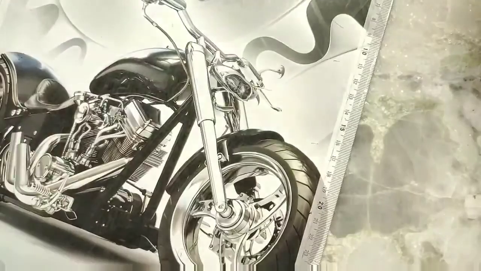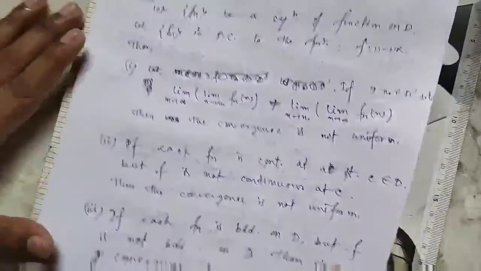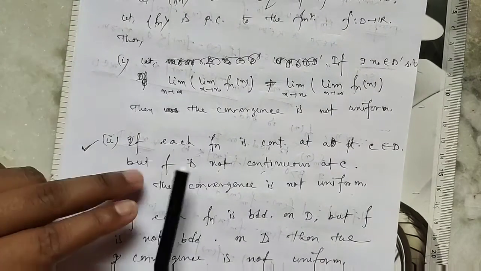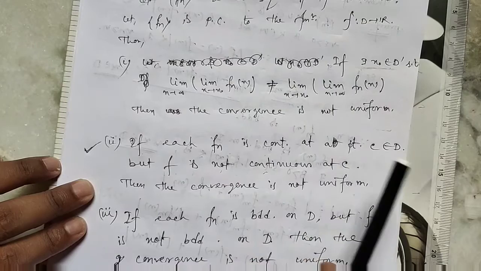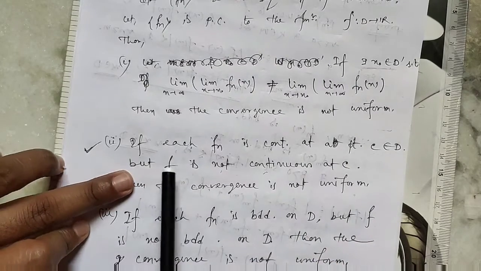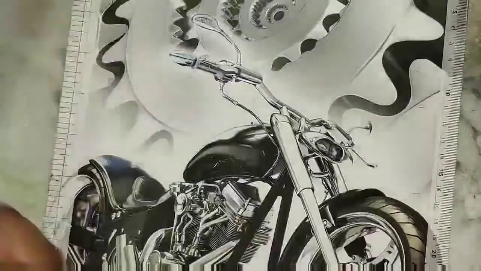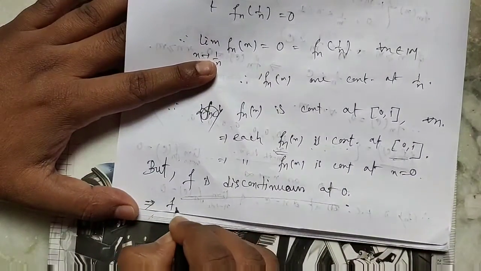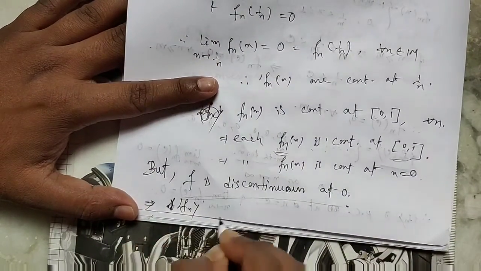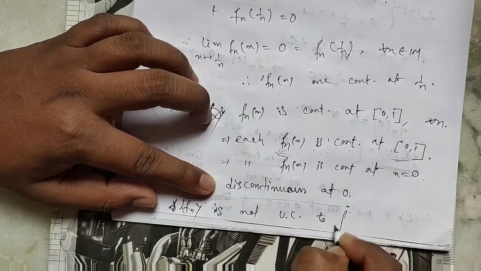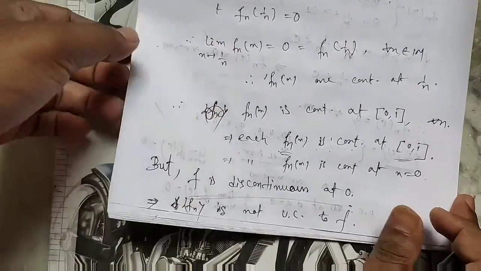So this implies, by our previous note, if each fn is continuous at a point c in D, but f is not continuous at c, then the convergence is not uniform. So the sequence of functions does not converge uniformly to f. Okay, clear?